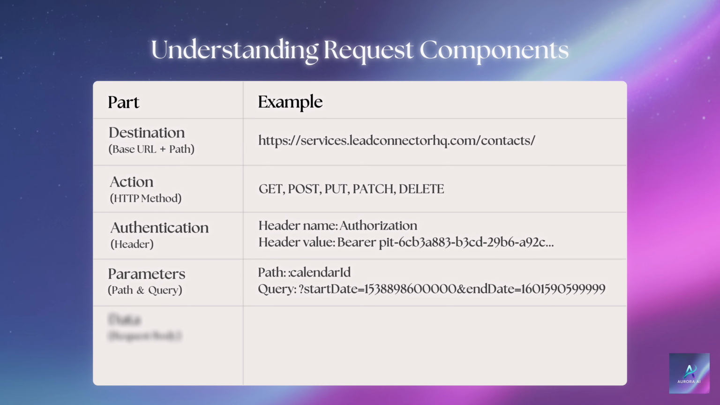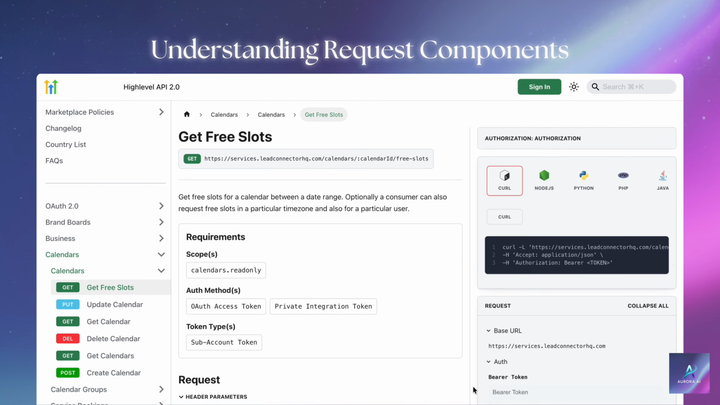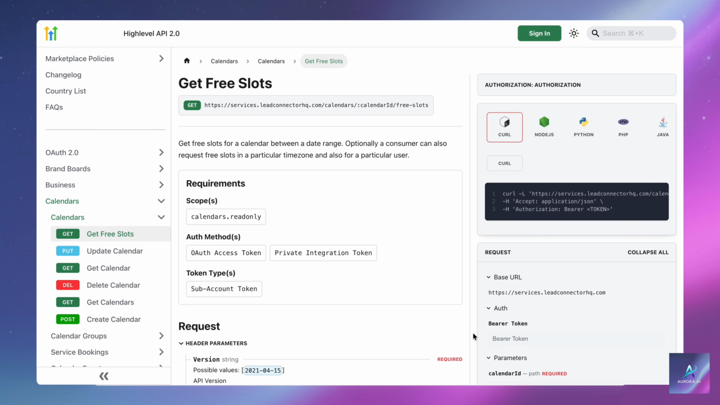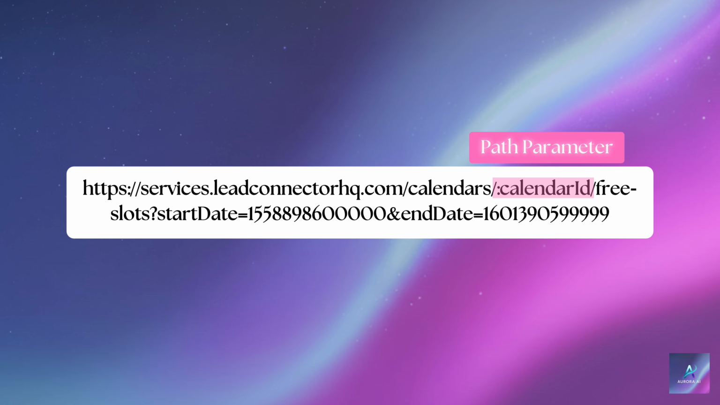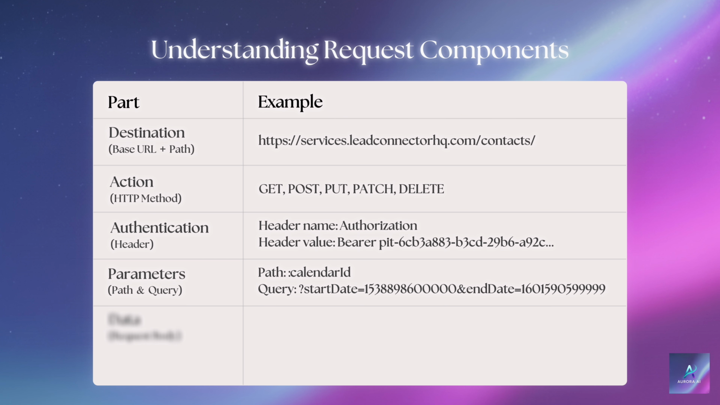Parameters let you control and narrow down what the API works with. In HighLevel's documentation, the word parameters is used broadly. Sometimes a parameter lives directly in the URL path, like a calendar ID. Other times, it appears as a query value after the question mark. Either way, they serve the same purpose. They tell the API exactly which data to act on. For example, when calling the Get Free Slots API, we include parameters like start date and end date. This defines the exact time window we want to check. That's why parameters are so important. They're what make your API requests precise and intentional.